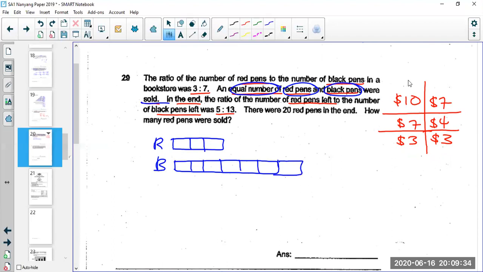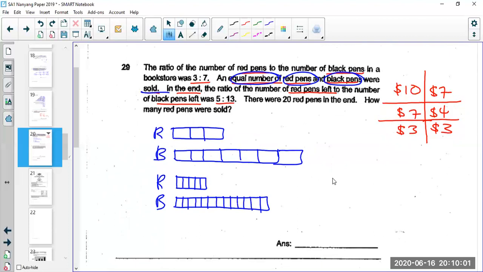Now, an equal number of red and black was sold. So what happened to the rectangle? Now the rectangle becomes shorter already, right? So red will now become 5: 1, 2, 3, 4, 5. And the black will become 13 already: 1, 2, 3, up to 13. See? So it's not that hard to draw the model, and then you can solve already.